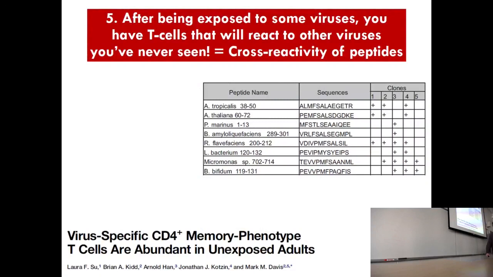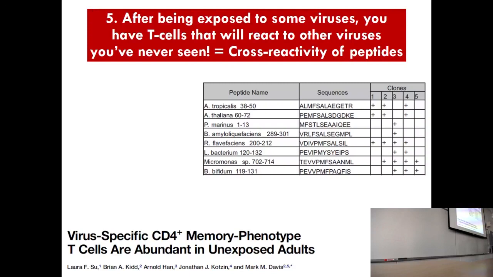So this is the most important thing that I knew before COVID started, because I knew about this study. I knew that after being exposed to some viruses that are completely different from other viruses, you will still have T cells that react to completely different viruses that you've never seen. And this is because peptides themselves can be cross-reactive. This is a study that changed my thinking about all this.